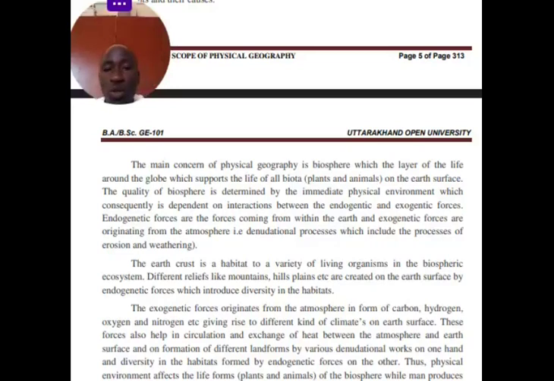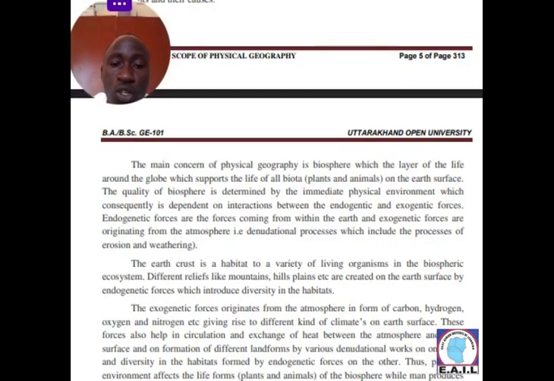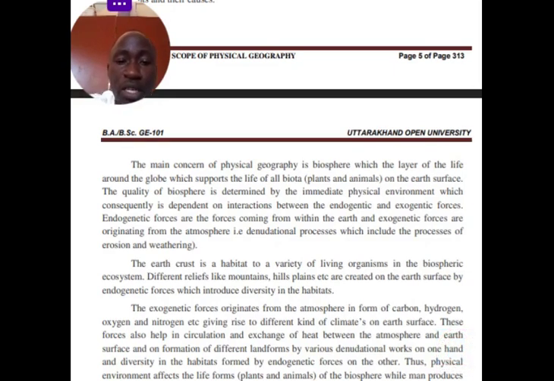Today we are going to be looking at the scope of physical geography, and that is our major concern. Here we are going to be looking at physical geography as a discipline. We are going to be looking at the Earth and what it consists of in terms of the internal structure and also the external structure.